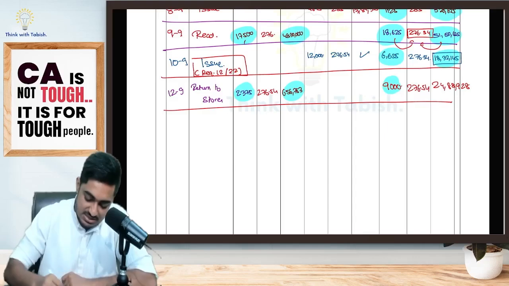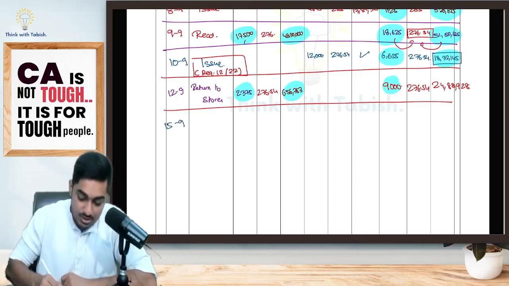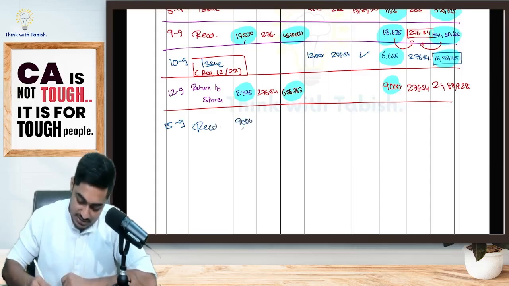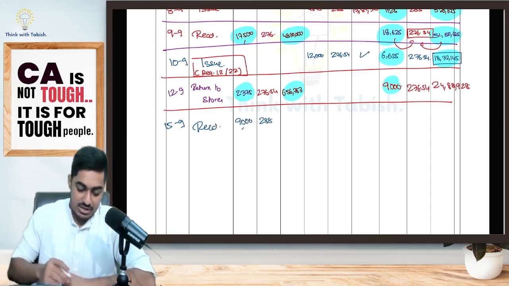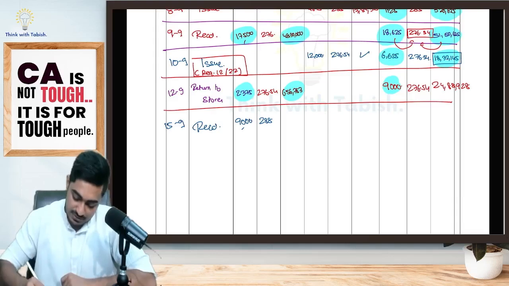After that, there is 15th September. What happens on 15th September? Received 9,000 units. I received 9,000 units. At what rate? At the rate of 288. If I multiply 9,000 units at the rate of 288, 25,92,000 worth of goods I received.